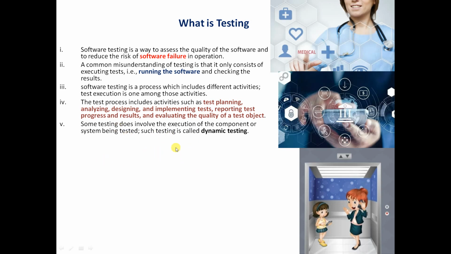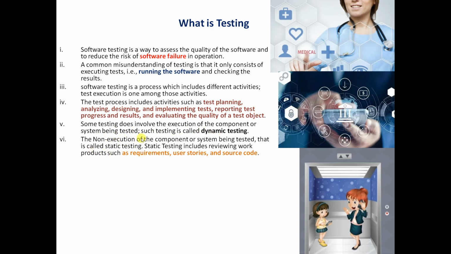It's not like reviewing the document. That is called dynamic testing. And another one is non-execution of the component or the system being tested. So you are not executing it, you are just reviewing. You are just checking the document, checking the code, checking any stuff without executing. That is called static testing. Static testing includes reviewing work products such as requirements, stories, and source code.